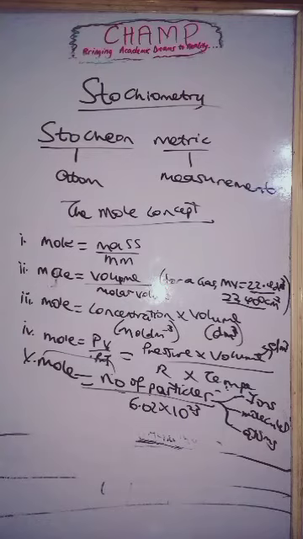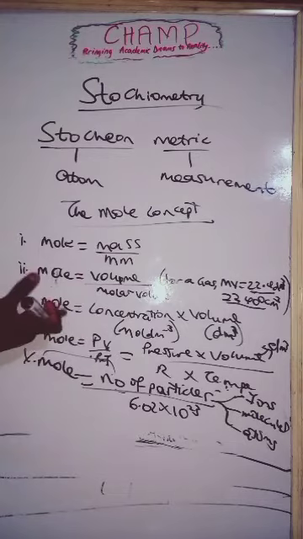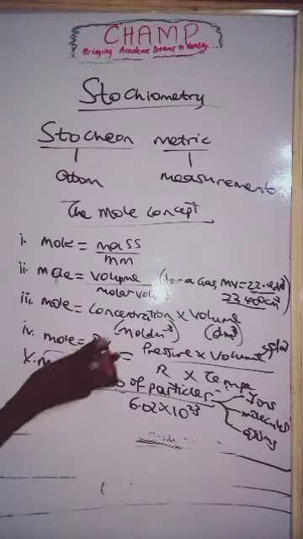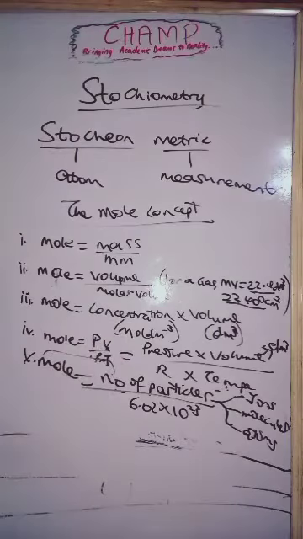So let's take questions now. But before then, you can write this down or pause the video to put this down. So you have mole is equal to mass over molar mass, mole is equal to volume over molar volume, mole is equal to concentration times volume, mole is equal to PV over RT, and mole is equal to number of particles over 6.02 times 10 raised to the power 23.